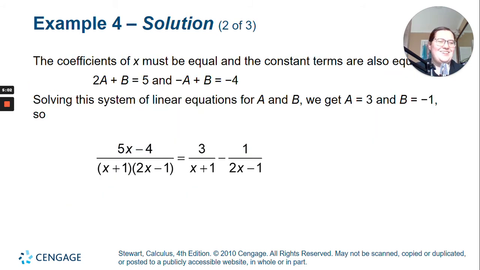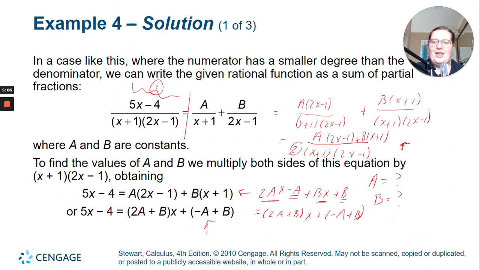Then you're going to set coefficients equal to each other. So if I go back here, what you notice is that whatever term over here is in front of x has to equal whatever term over here is in front of x. So I know that 5 is equal to 2a plus b. I also know the constant has to equal the constant. So I know that negative 4 is negative a plus b. And that gives me a linear system of equations.